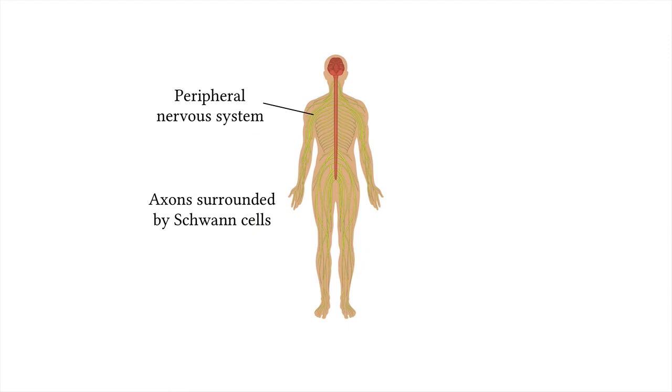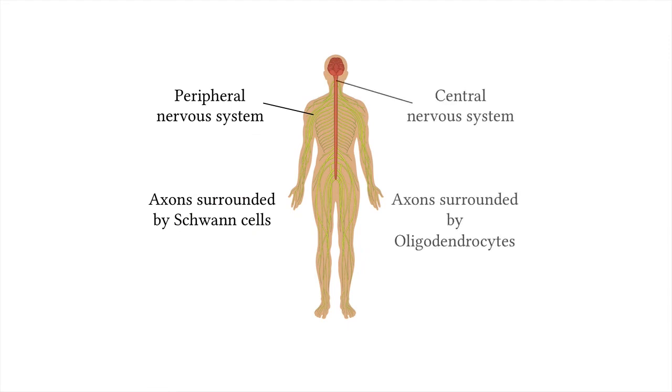Well, only nerves of the peripheral nervous system have Schwann cells. In the central nervous system, the axons of the neurons are covered by oligodendrocytes. Thus, if you sever a nerve from the central nervous system, it cannot regenerate. What can Schwann cells do that oligodendrocytes cannot do?